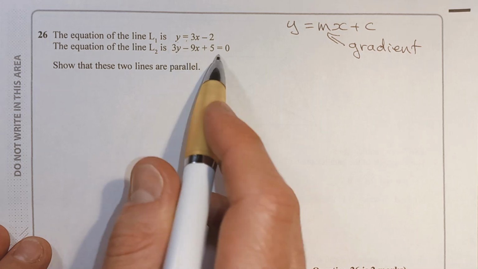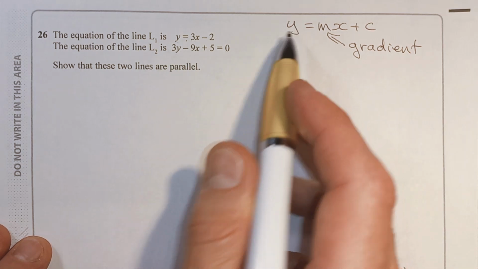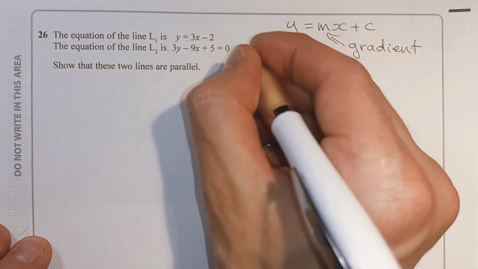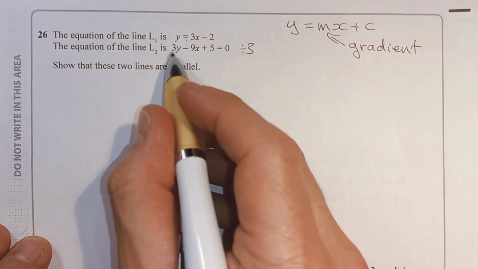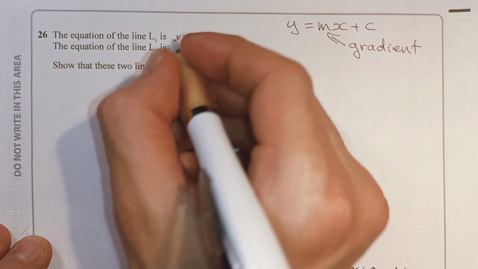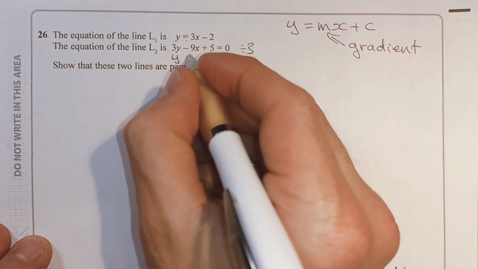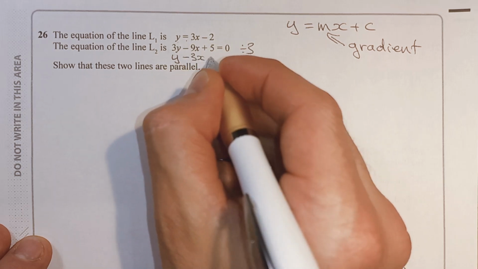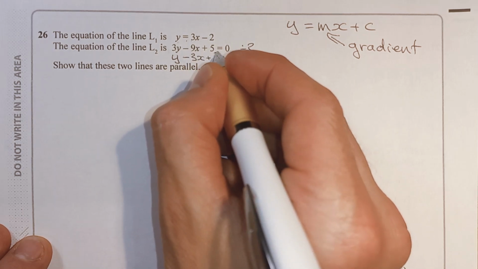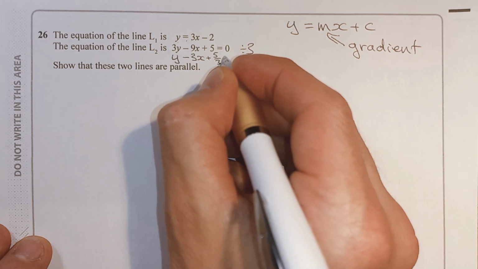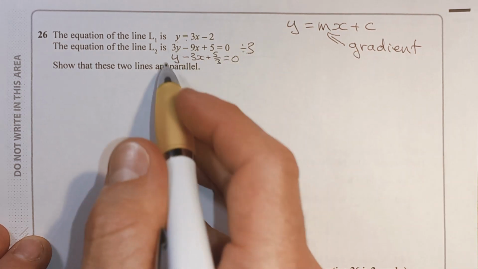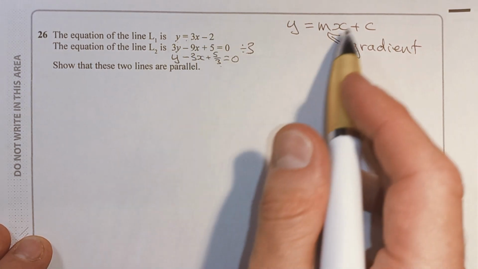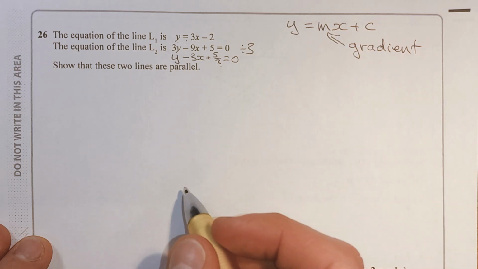Line 2, we've got 3y. We want just one y. So we kind of want to divide everything by 3, really. Well, 3 divided by 3 would just be 1. So just get y. 9 divided by 3 would be 3. And 5, well, we can do 5 over 3 equals 0. Okay? So now it's looking a bit closer to this format.